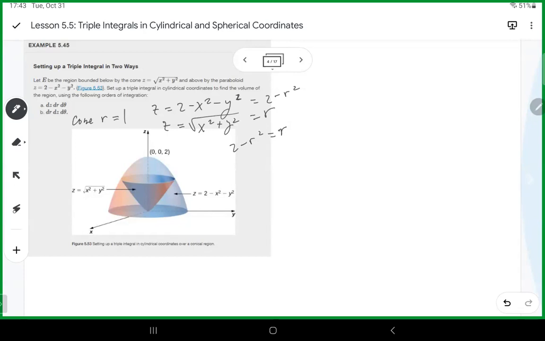And then if we solve, we'd have r squared plus r minus 2 equal to (r plus 2)(r minus 1) equal to 0. We're probably going to need another slide. And then since r is greater than or equal to 0, we have r equal to 1. So that means that z equals 1. So the intersection of these two surfaces is a circle of radius 1 in the plane z equals 1.